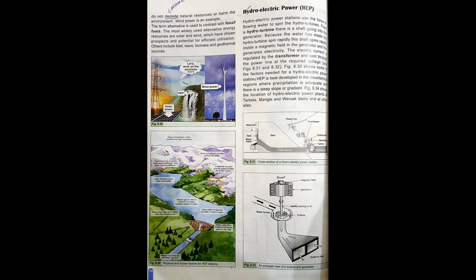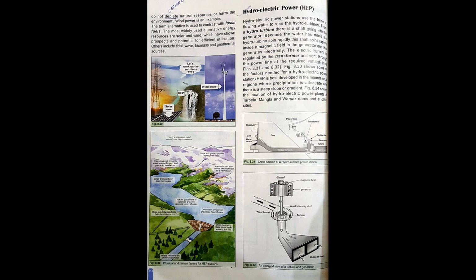You can see from the figures here, figure 8.31 and 8.32. Figure 8.30 shows some of the factors needed for a hydroelectric power station. HEP is best developed in the mountainous regions where precipitation is adequate and there is a steep slope or gradient. Figure 8.34 shows the location of hydroelectric power plants at Tarbela, Mangla and Warsak dams and at other sites.